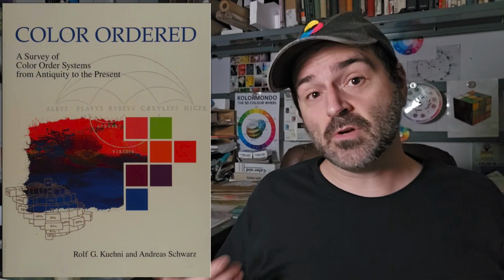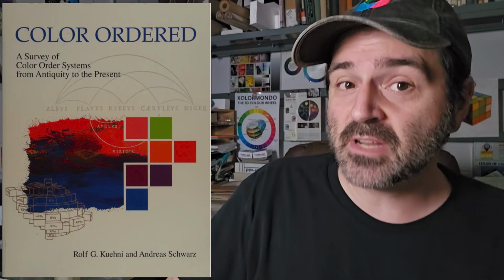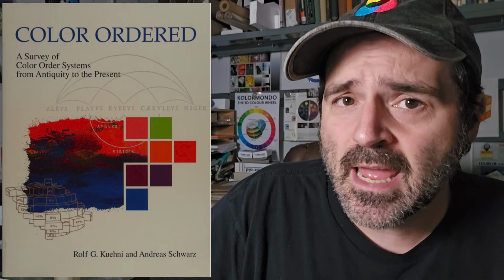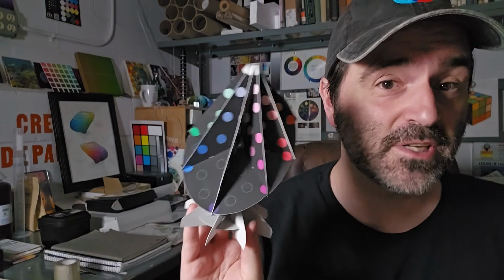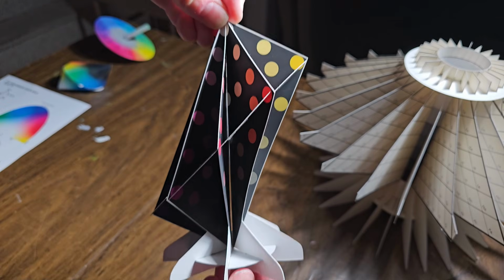I want to actually pause a moment to acknowledge the invaluable resource that I had for this video, which is the book Color Ordered, a survey of color order systems from antiquity to the present by Ralph Kuhne and Andreas Schwarz. Schwarz himself, in fact, produced the last tilted cone model we're going to look at today, his didactic build-it-yourself color model, published in 2004.